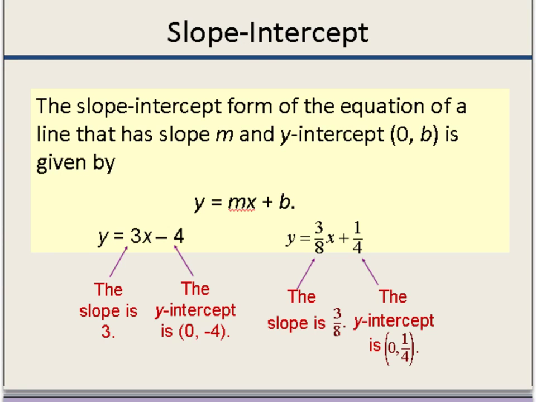Now here we have a review of slope-intercept form. Slope-intercept form is given by y equals mx plus b, where m is the slope and b is the y-intercept. And remember, the y-intercept is written as an ordered pair. And so in this particular equation, I have a slope of 3 and a y-intercept that is (0, -4). Here I have a slope of 3/8 and a y-intercept of (0, 1/4).